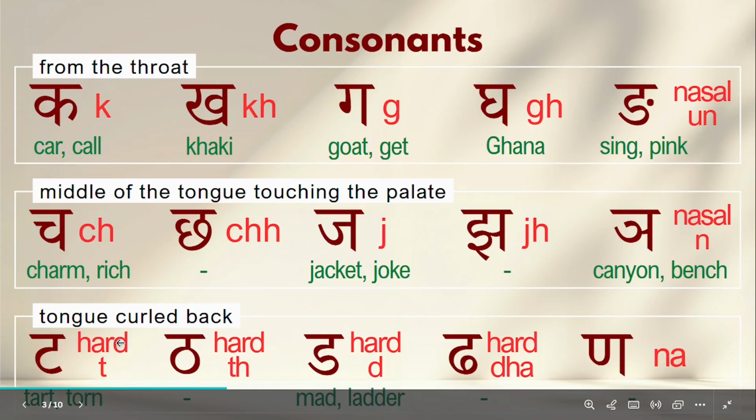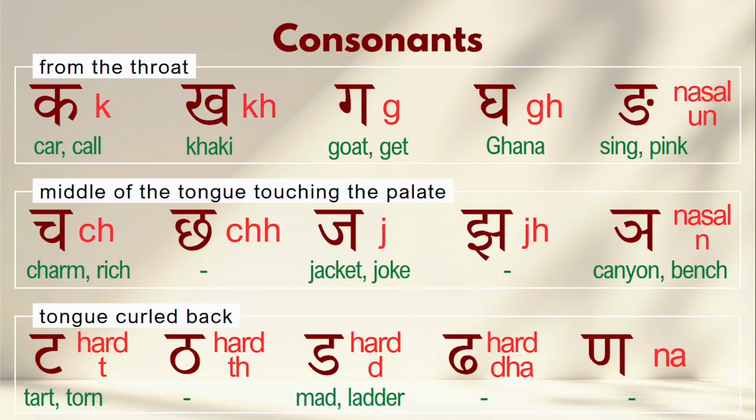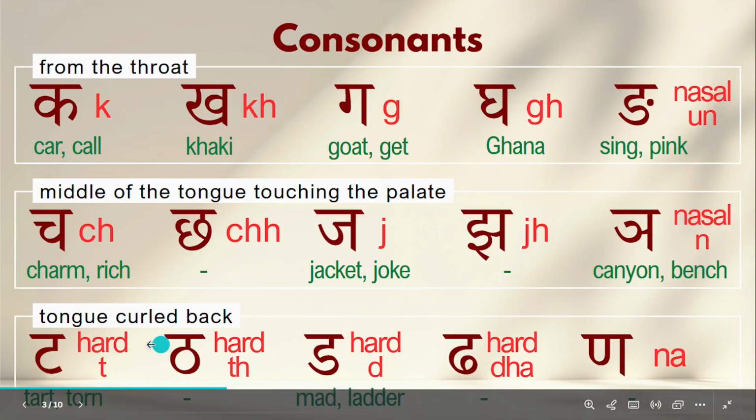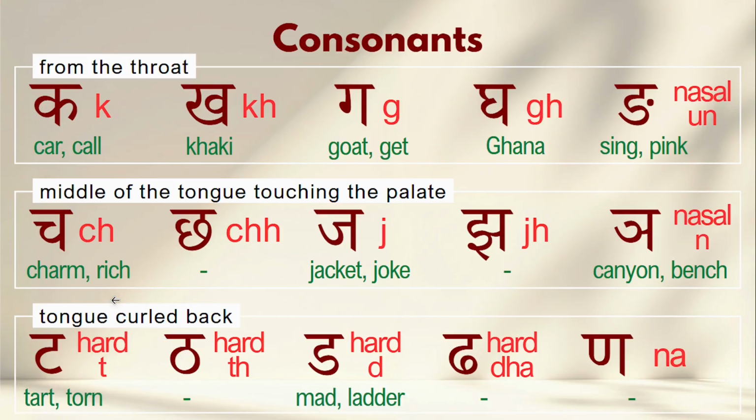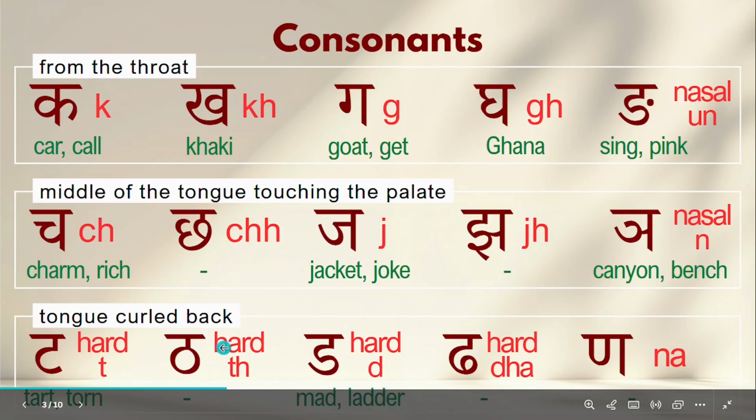Then next are the ones where the tongue is curled back and you push it out with force. So it's t. All right, these are all hard letters. This is when you say tar or tart or ton. So that's the t. In the same way, you go with this one, which is th.